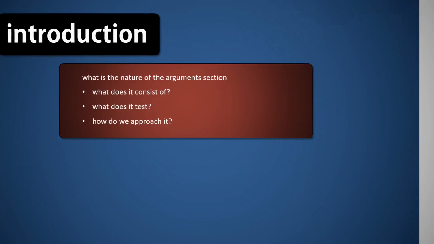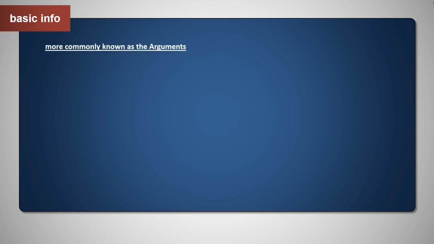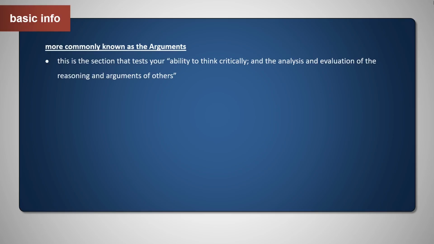In terms of the basic information, the logical reasoning section is more commonly known as the argument section. This is the section that tests your ability to think critically and tests your analysis and evaluation of the reasoning and arguments of others. It's always 2 out of the 4 scored sections, and it therefore constitutes 50% of the test.